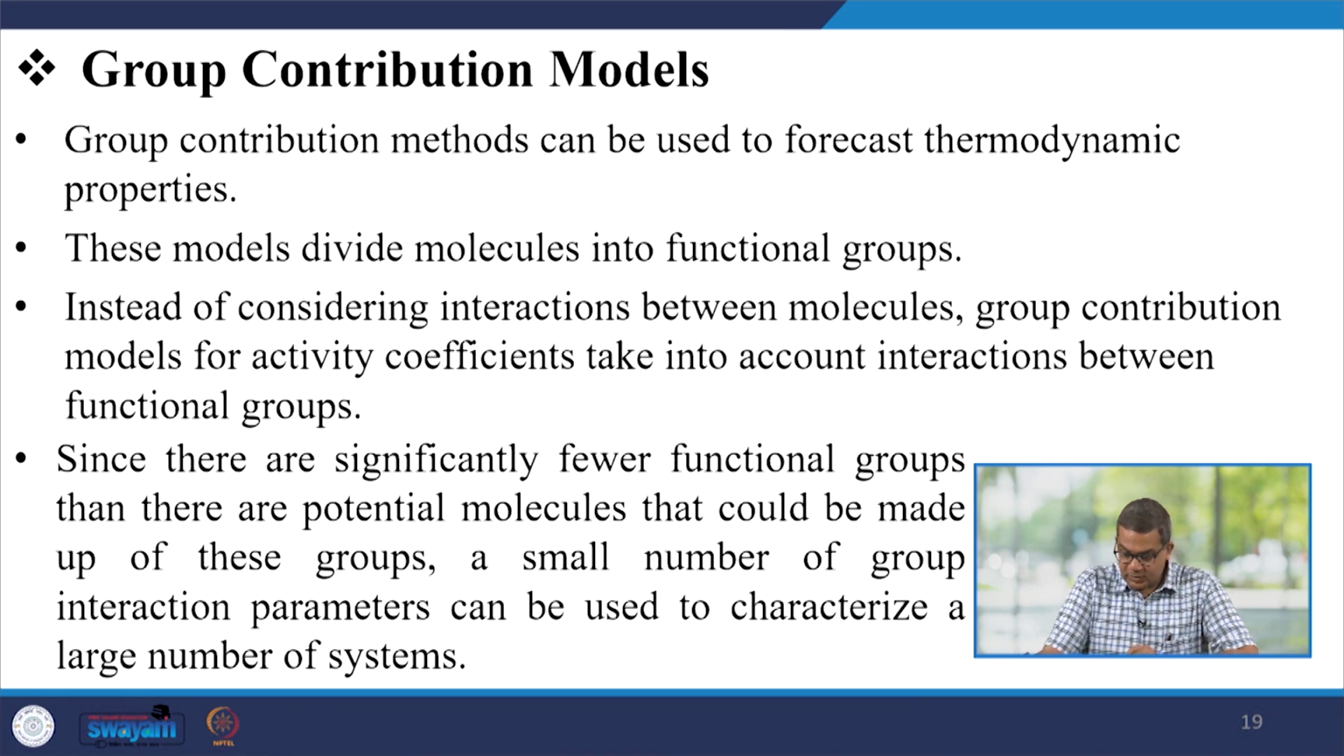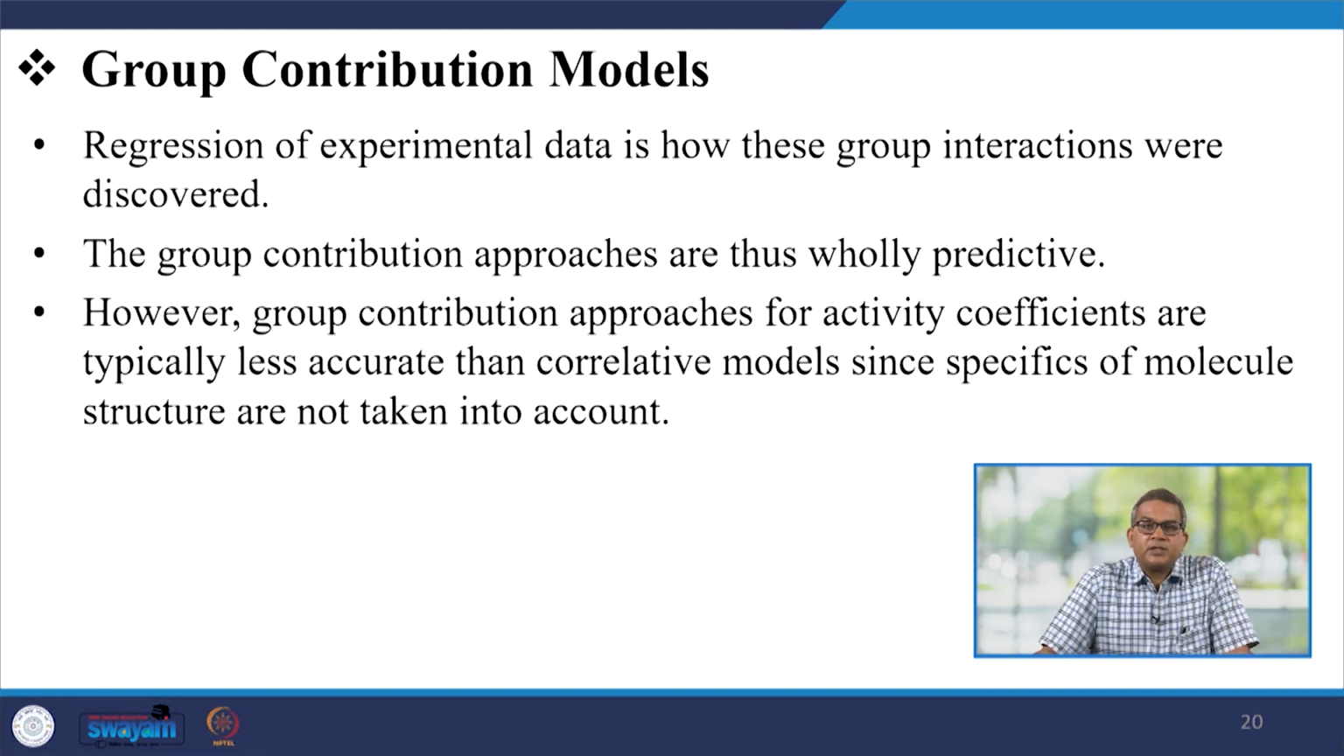Now, the group contribution method can be used to forecast thermodynamic properties. These models divide molecules into functional groups. Instead of considering the interaction between the molecules, group contribution models for activity coefficient take into account the interaction between the functional groups. There are a significant few functional groups, but there are many potential molecules that could be made up of these groups. A smaller number of group interaction parameters can be used to characterize a large number of systems. The regression of experimental data is how these group interactions were discovered. So, the group contribution approaches are thus entirely predictive.